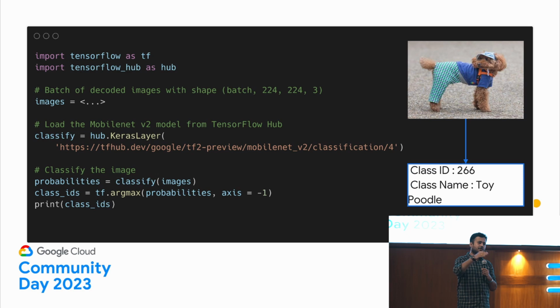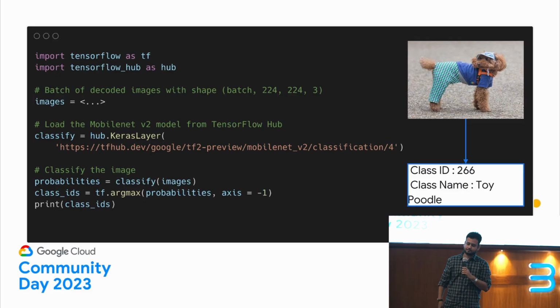I save that entire model into a variable called classify. I pass in the list of images that I want to classify into this variable. And finally, I get a list of probabilities. I'll get around 1000 probabilities, because my model has been trained for 1000 classes. So for one input, I'll get 1000 probabilities.